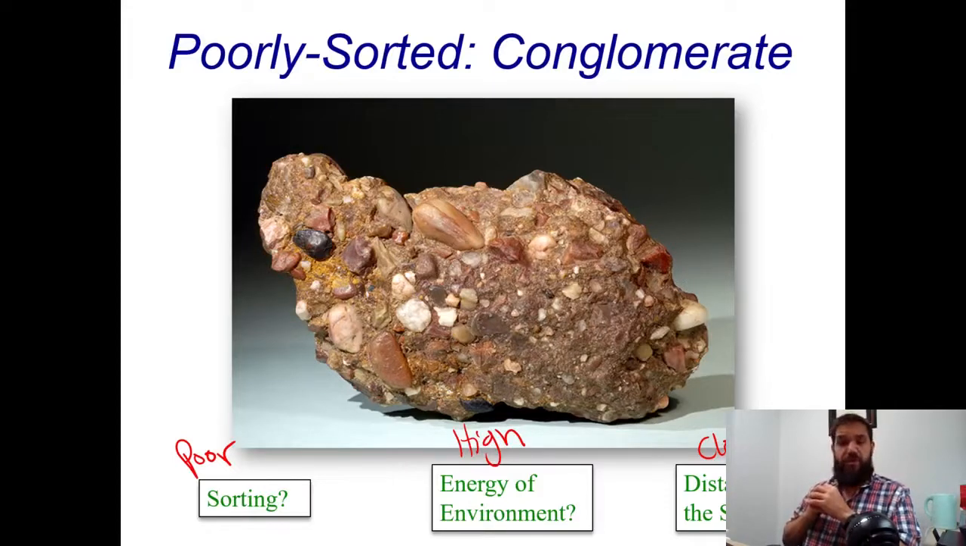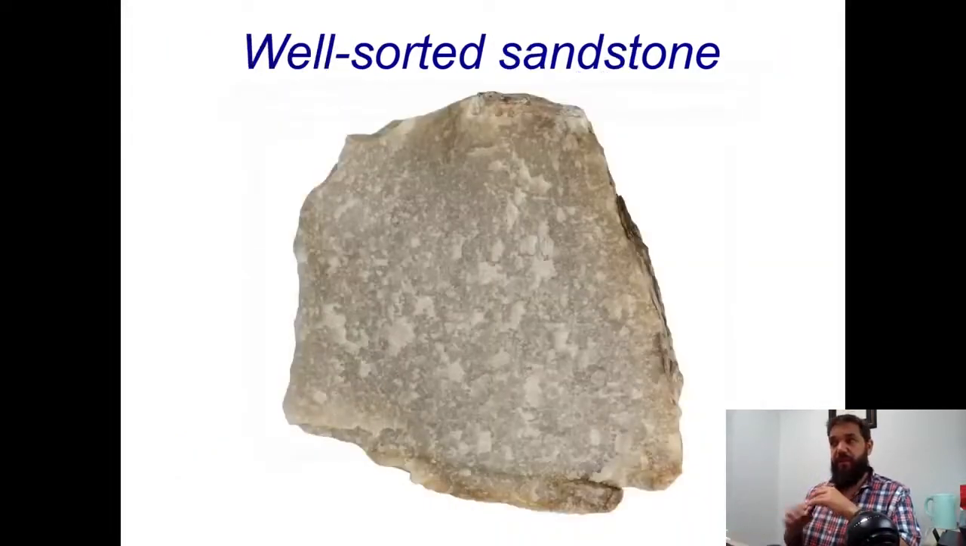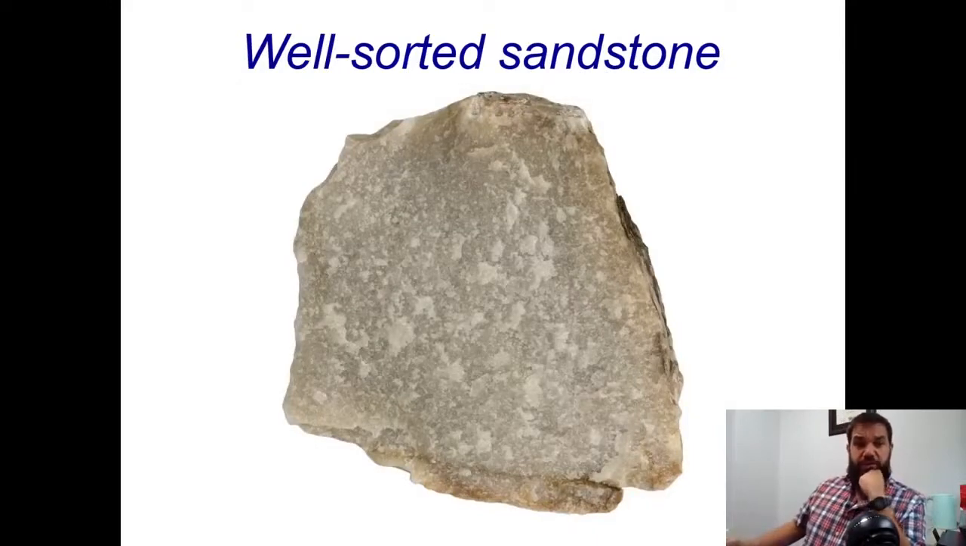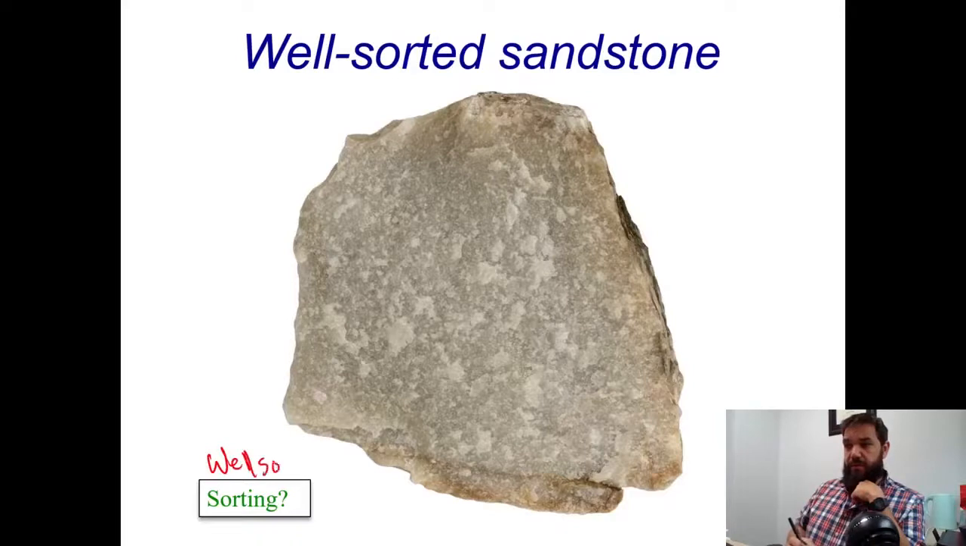So the distance to the source is probably close, but it's probably further away from the source than the breccia. Why? Because the grains are rounded. That means they've been tumbled and transported some distance. On the other hand, here's a well-sorted sandstone. All the grains are the same size. So what's the sorting? It's well sorted. Why do I say it's well sorted? Because all the sand is the same size, right? You don't see any big chunks of pebbles or gravel in this. They're all just little sand grains.